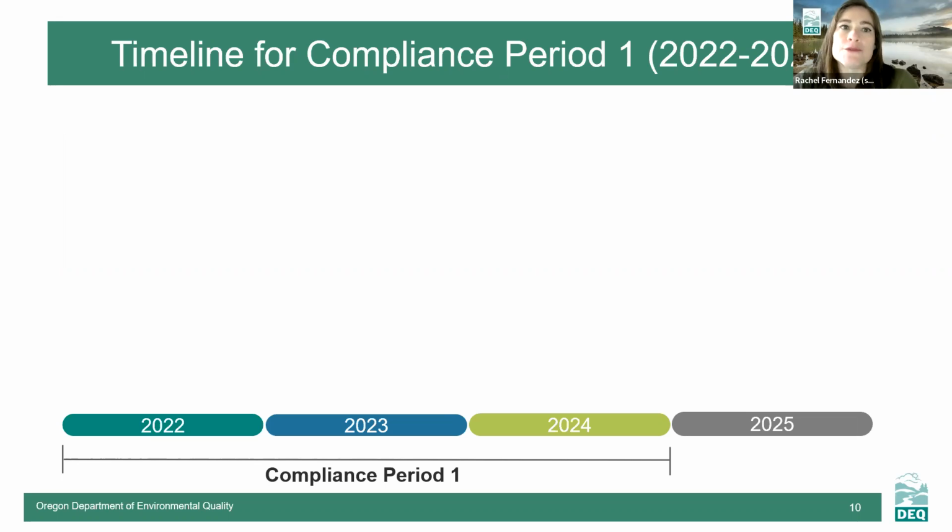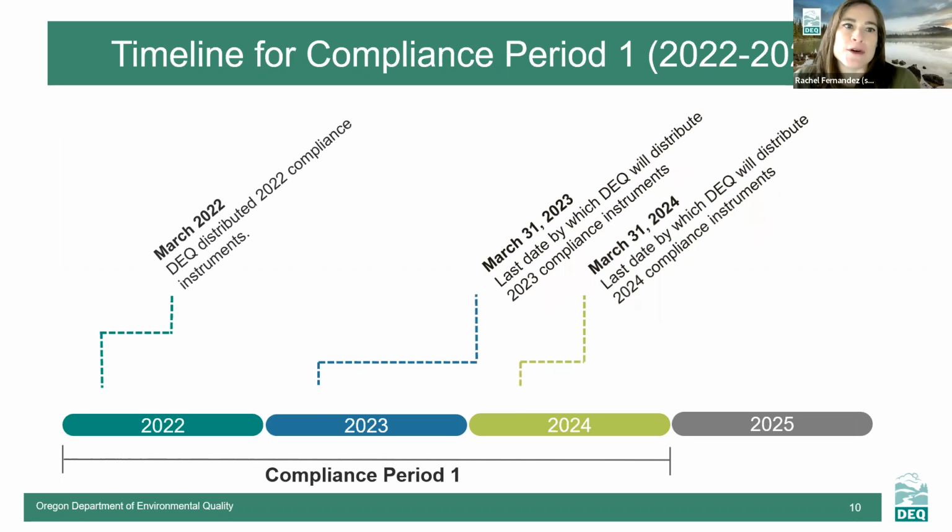I thought we would review the timeline for the first compliance period. So Jessica, could you advance the slides a couple times? Just to recap, in March of 2022, we distributed the 2022 compliance instruments. And just to give you a preview, the last day that DEQ will distribute 2023 compliance instruments is March 31st of 2023. And similarly with 2024, the last date would be March 31st, 2024.